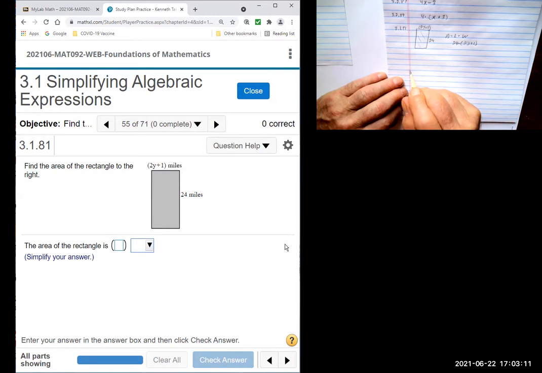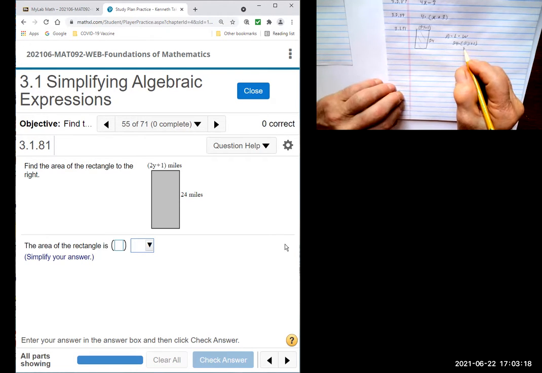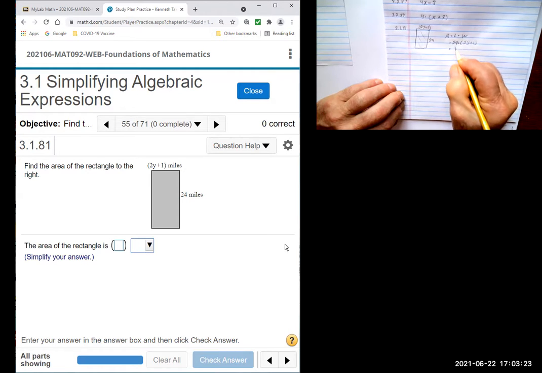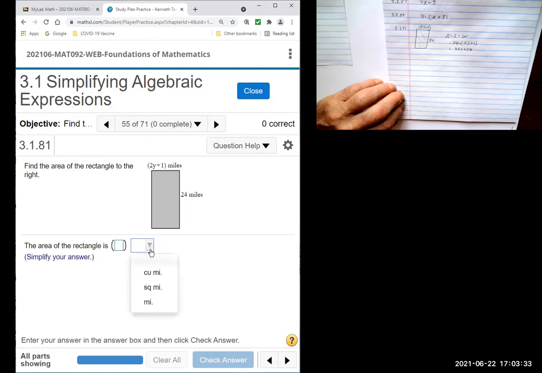What they're looking for is for us to distribute the 24. There's nothing wrong with leaving it the way it is, except the computer's going to mark you wrong. It wants a distribution. So 24 times 2y would be 48y, and then 24 times 1 would be plus 24. Now we're talking area. Let's see our choices for units. Cubic, no. Square, yes. Area is square units. So in this case, it would be so many square miles.